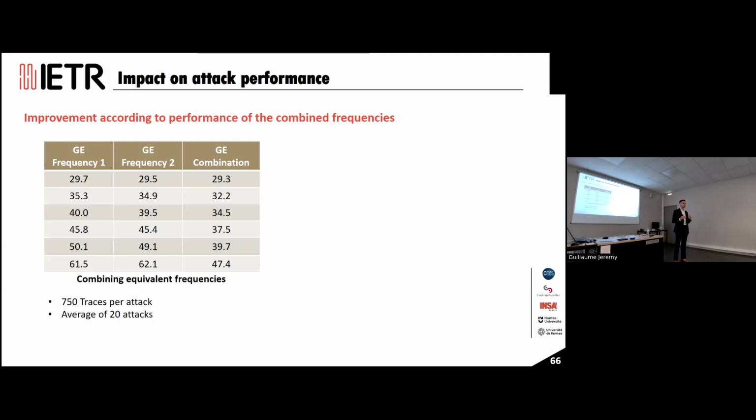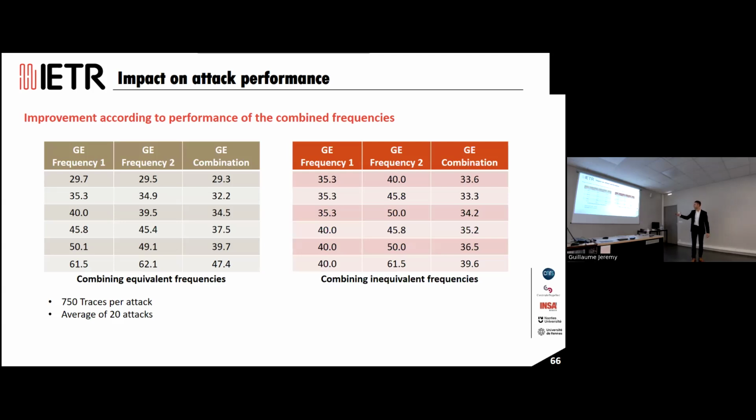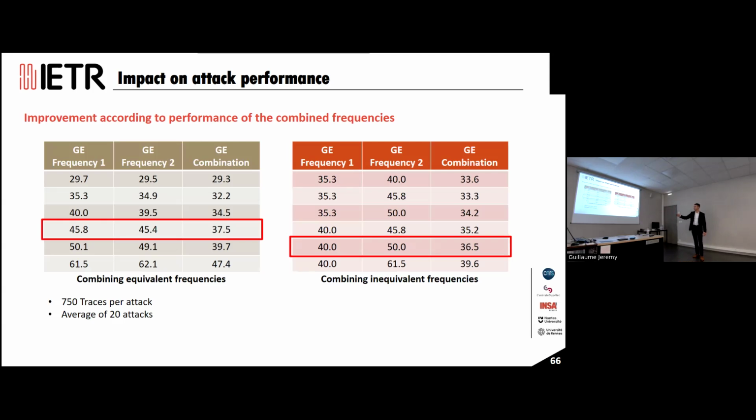Then we perform a similar study, but with inequivalent frequencies, in order to observe if the worst frequency can improve the attack performance or if it only decreases the attack performance. In this second study, we can observe that combining inequivalent frequencies is not a problem, since the performance that we get with inequivalent frequencies is similar to what we get with equivalent frequencies, for 2 frequencies having a performance that equals the average of the 2 inequivalent frequencies. For example, at this line, we are combining 2 frequencies with a Gaussian entropy of respectively 40 and 50, and the performance of the combination equals what we get when combining 2 equivalent frequencies with a Gaussian entropy of 45.